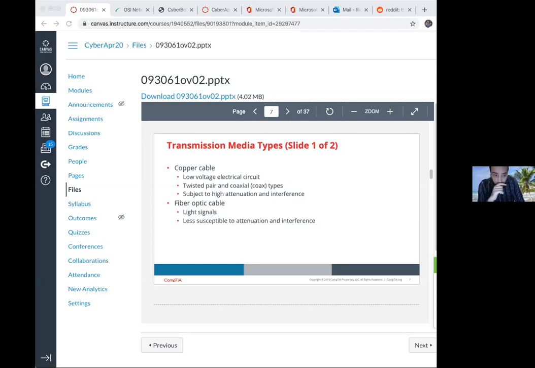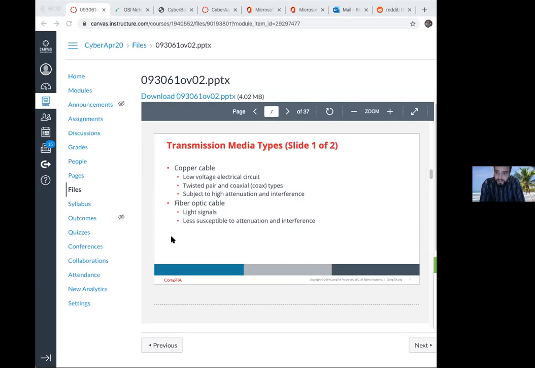Fiber optic cable. This is going to use light signals, and light signals aren't really susceptible to interference or noise. So they have a higher bandwidth than copper cable can actually get.